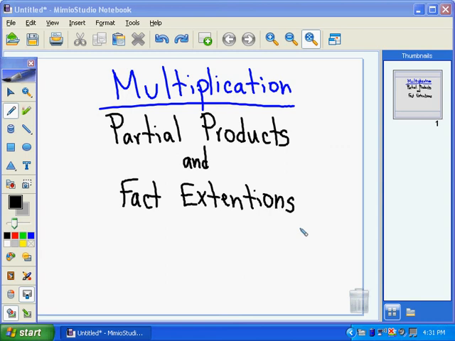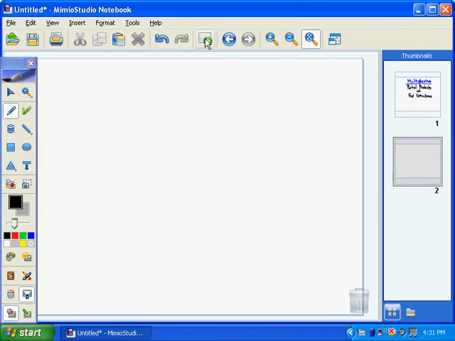Multiplication using two different methods for larger multiplication problems. We're going to use partial products and fact extensions together. So let's take a look at our first problem. We're going to try a multiplication problem like 13 times 20.